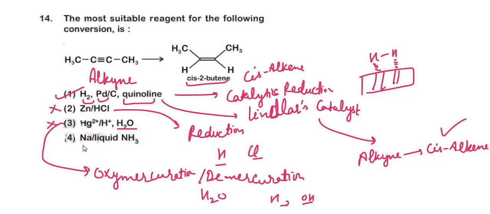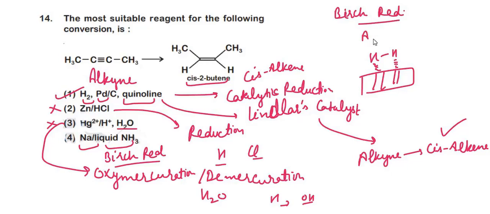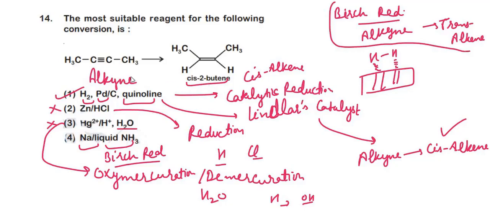Now the fourth one, sodium in presence of liquid ammonia. This is known as Birch reduction. And during this reduction, alkyne is converted into trans-alkene, but we have to obtain here the cis-alkene. So option number 1 is the correct option, that is Lindlar's catalyst converts alkyne into cis-alkene.